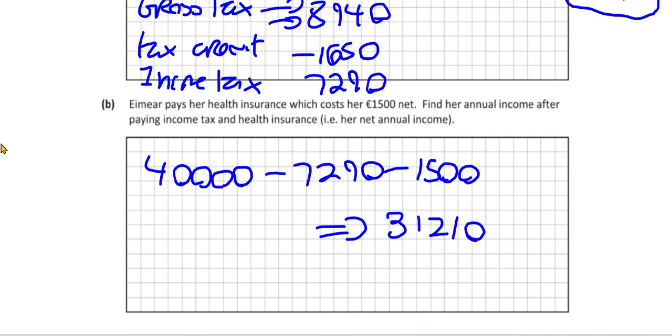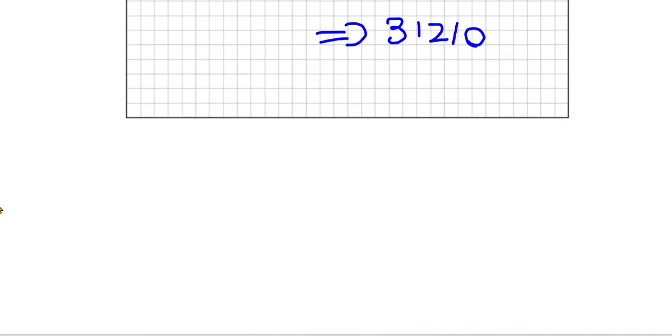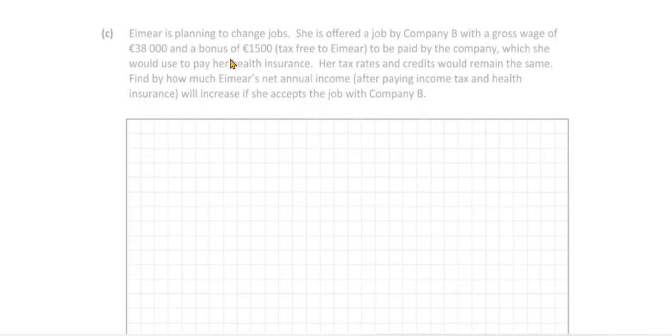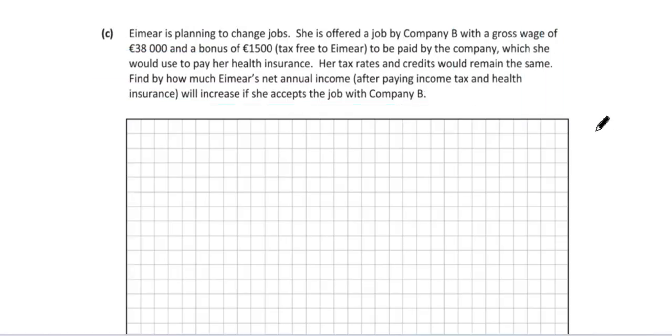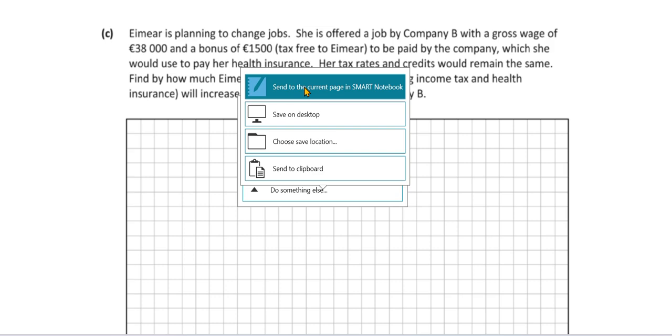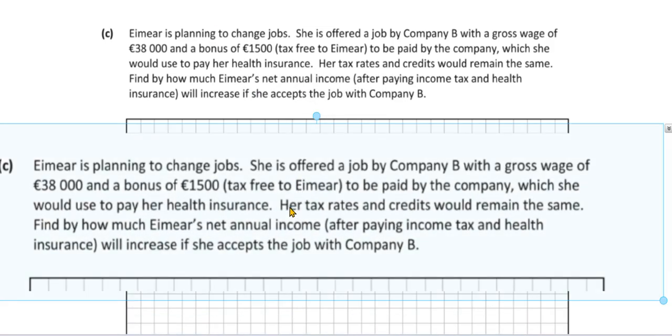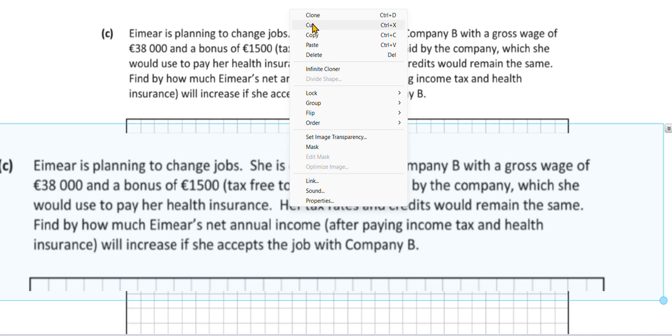And the deal is, I'll copy and paste the new question onto the same page. That's what I'll do. Make this easier for myself. Okay, so here's the new question, yeah? I'll just grab it, bring it onto the current page. There we go.